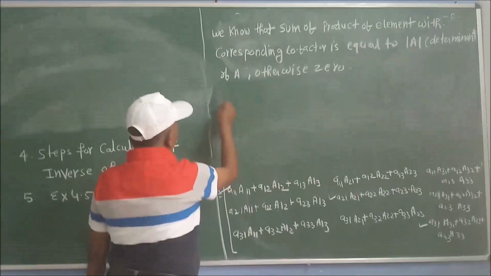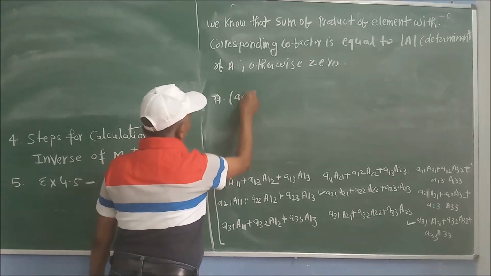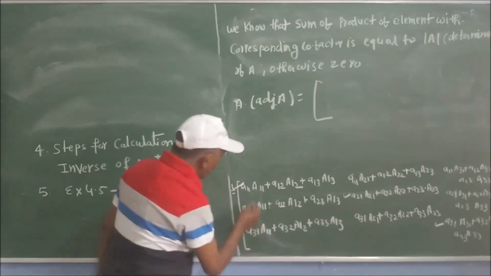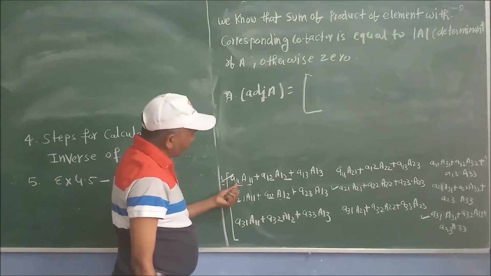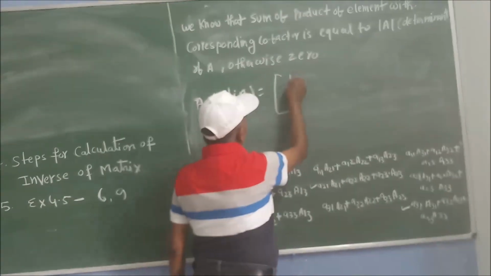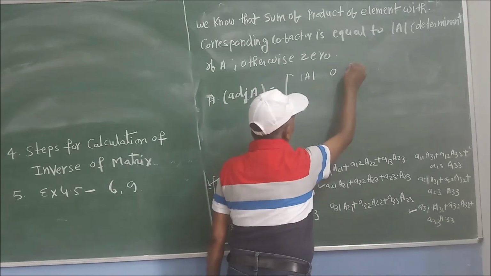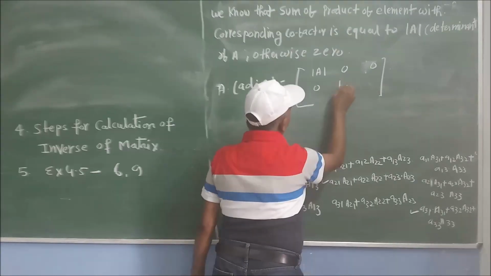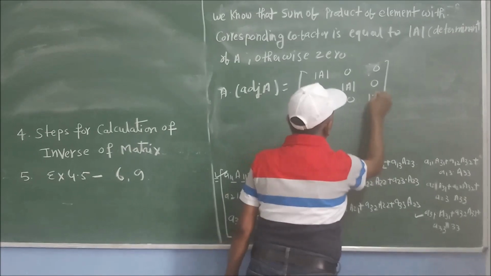So watch here, this will be equal to what we have calculated, A into adjoint A. This can be written as, see here both are same, both coefficients are same. So the coefficients of A and the coefficients of cofactor of the element both are same, so this will equal determinant of A. Here both are different, so this will equal 0. This will again be 0. So here 0, determinant of A, 0, 0, 0, and determinant of A.